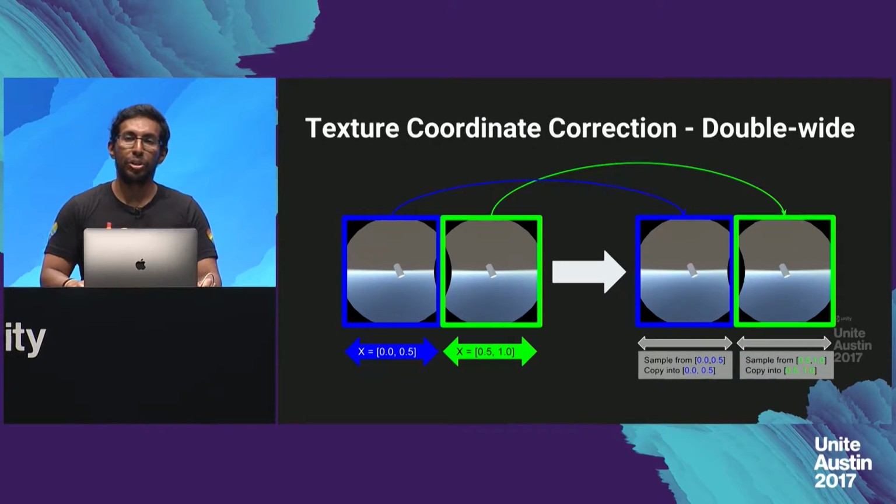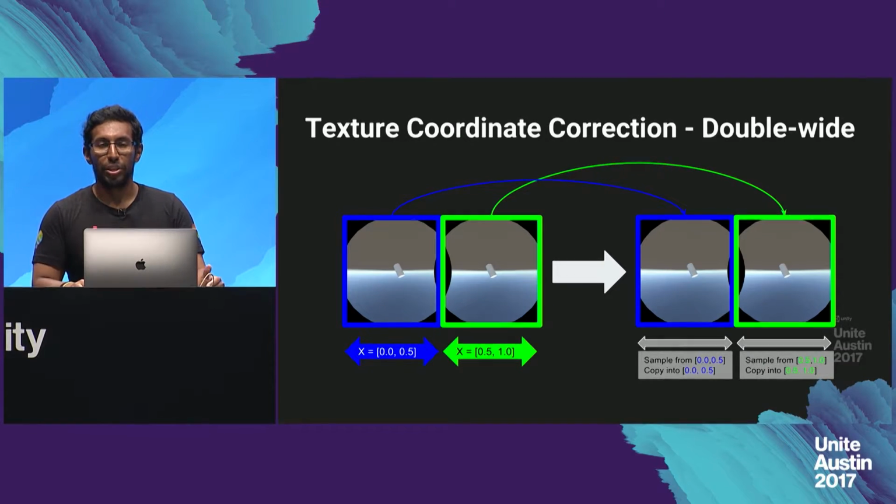Instead, if we make sure that we're correcting our texture coordinates, we'll sample from 0 to 0.5 and copy to 0 to 0.5 for the left eye, and then sample from 0.5 to 1 and copy to 0.5 to 1 for the right eye. And then you see the color coding matches. Blue's getting copied to blue, green gets copied to green, everyone's happy.